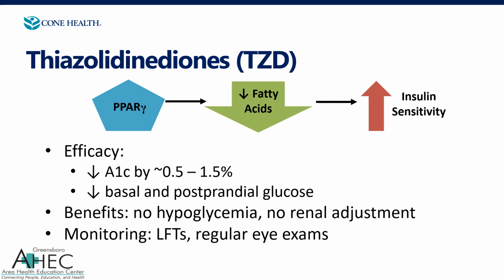Generally, it improves insulin sensitivity in skeletal muscles, liver, and adipose tissues. It also decreases hyperinsulinemia, and it does not increase insulin secretion itself. These are also generally effective by decreasing the A1C by 0.5 to 1.5% and decrease basal and postprandial glucose. Its benefits include no risk of hypoglycemia and no renal adjustments needed. It does require monitoring of LFTs and regular eye exams.